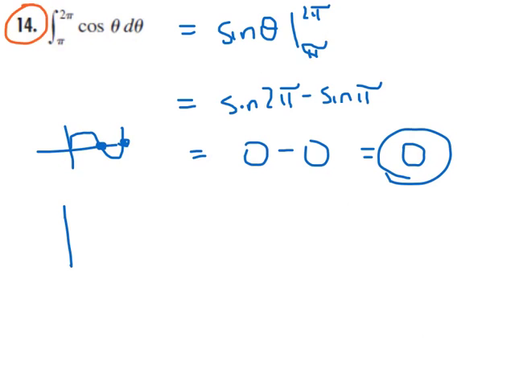So does that make sense? Think about the cosine graph. Your 0 to 2 pi has this much above the x-axis and this much below the x-axis, and they cancel each other out. Okay.